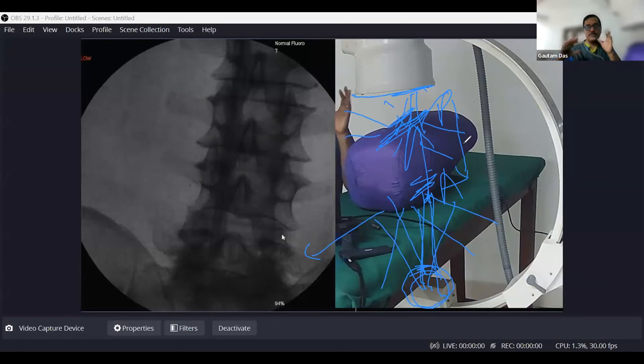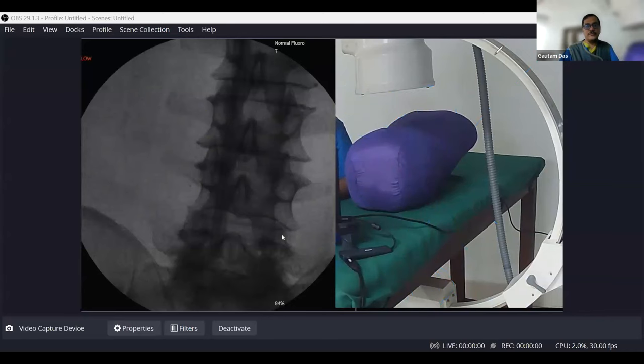Patient will be lying prone for the AP view. The next important part of radiation hazard is the lateral view. If you are doing it lateral, then also there will be a lot of radiation. But still, unless you have the lateral view, you cannot understand what is there. So the lateral view is mandatory, but the lateral view should be done very minimally.